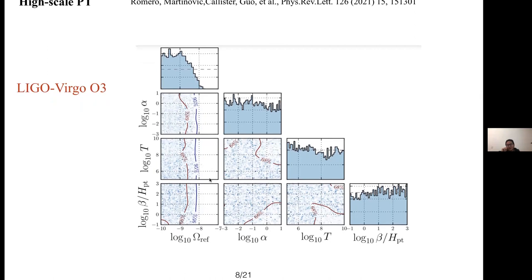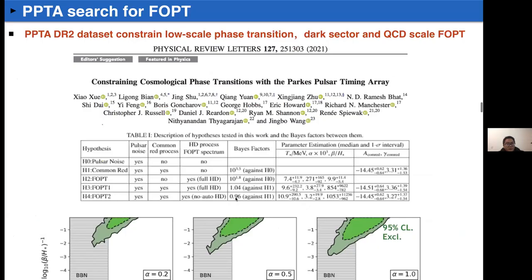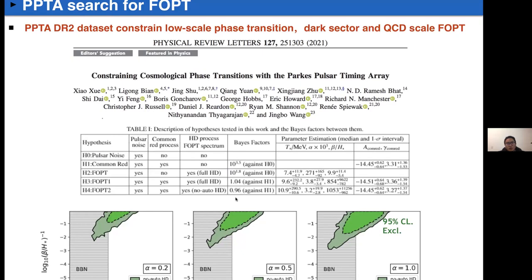In this case, they didn't find a signal of the stochastic gravitational waves, but with these data they can constrain phase transitions at a pretty high temperature, for example the 10^8 GeV scale, and also constrain the inverse duration of the phase transition to be 10^2 or 10^3. For low-scale phase transitions, such as dark sector or QCD scale phase transitions, these models can be probed through pulsar timing arrays.